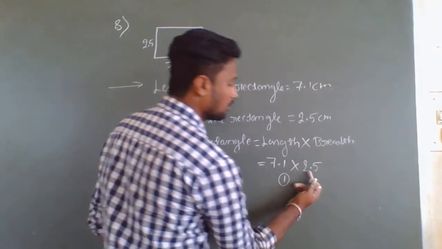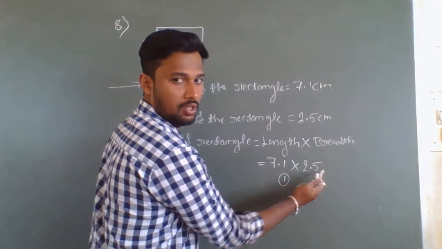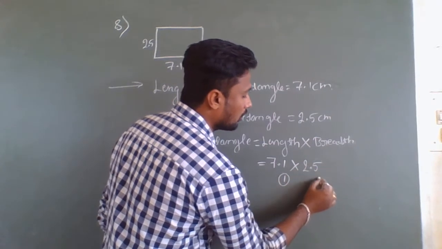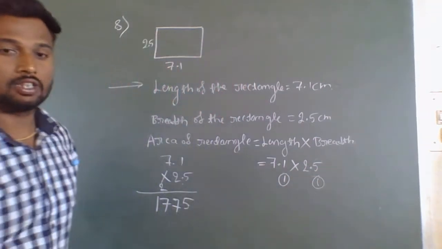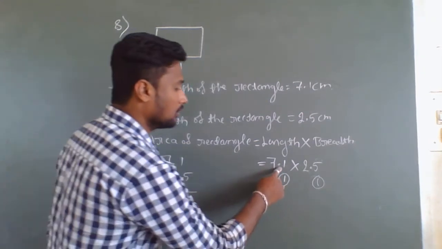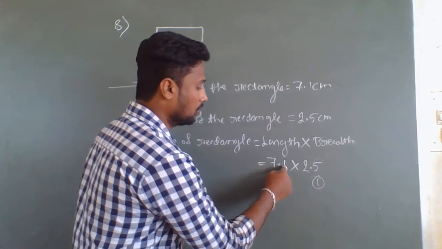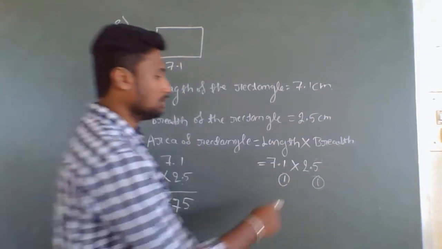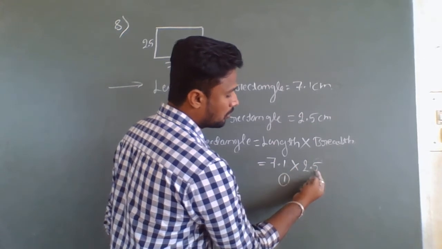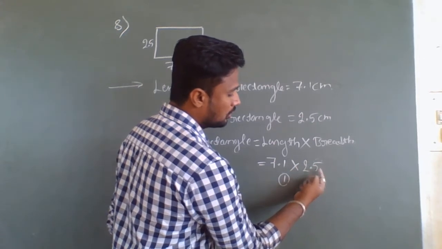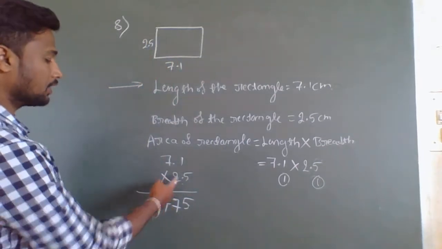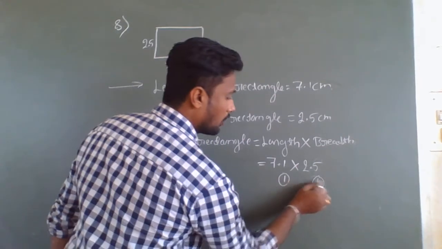Again, in 2.5 also, after the decimal point only one digit is there. Listen carefully. In 7.1, after the decimal point only one digit is there, and in 2.5 also, after the decimal point only one digit is there. So we have to consider the decimal point where we add these two.